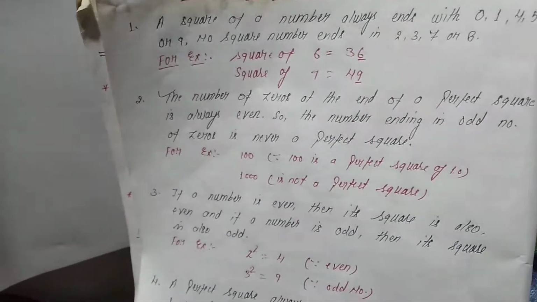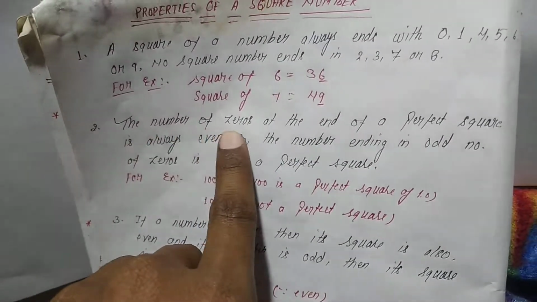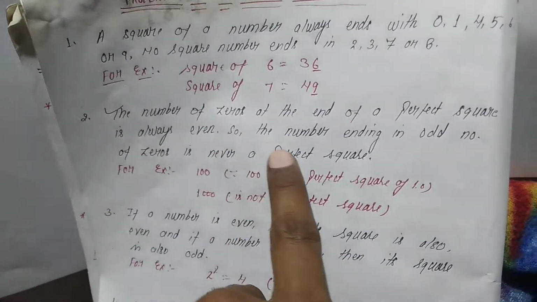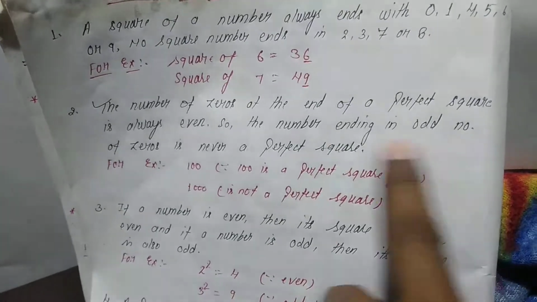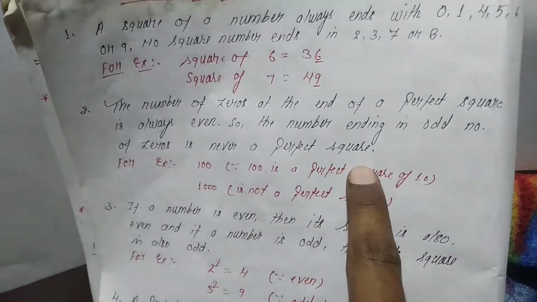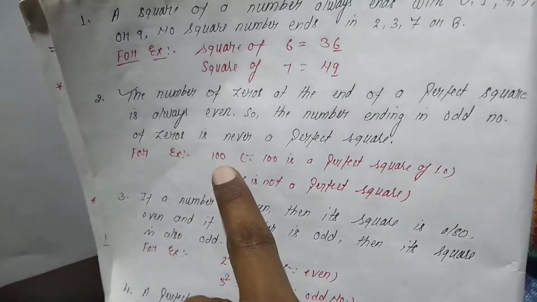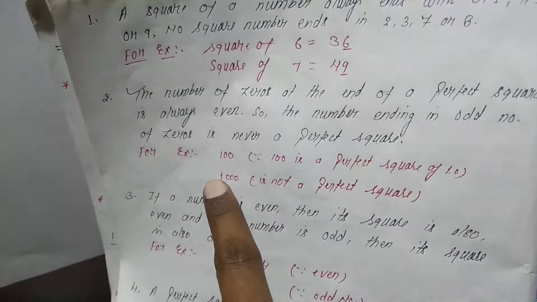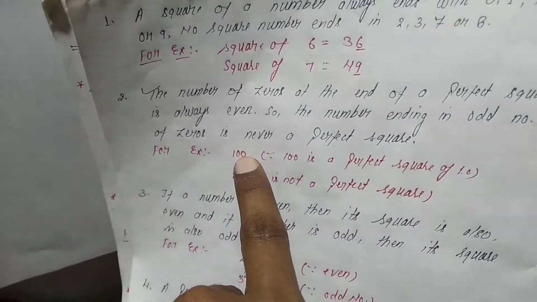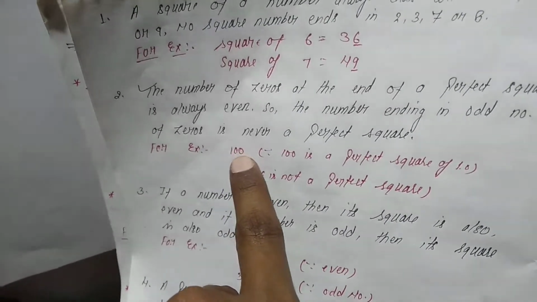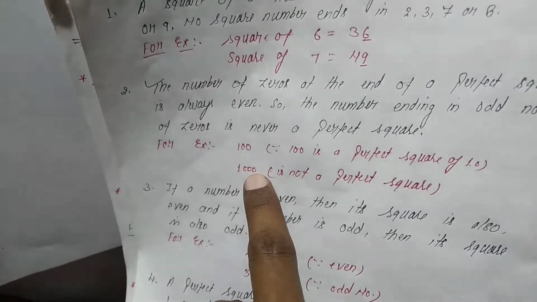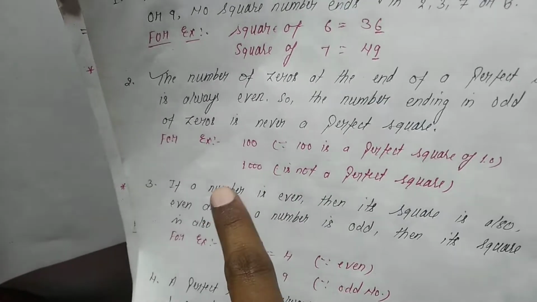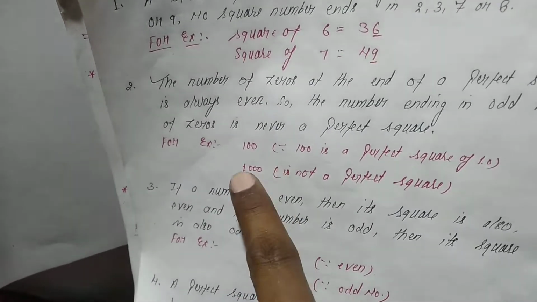Now moving on to the second property. The number of zeros at the end of a perfect square is always even. So a number ending in an odd number of zeros is never a perfect square. This will be more clear with the given example. See, 100. 100 is a square of 10. 1000. See, in 100 we have 2 zeros, meaning an even number of zeros. In 1000, an odd number of zeros. So 1000 cannot be a perfect square of any number.